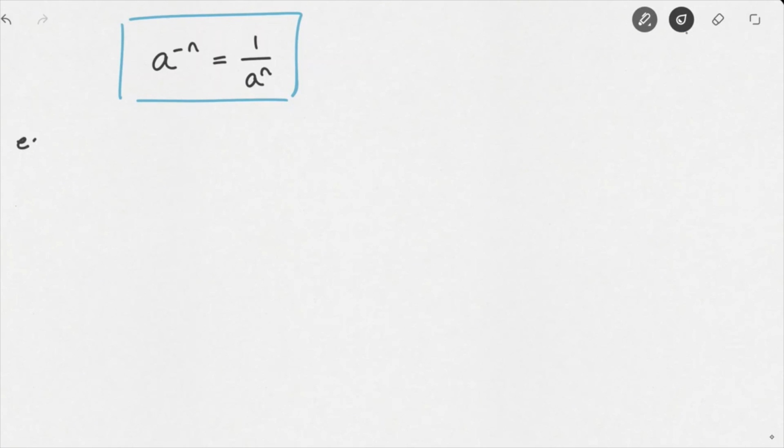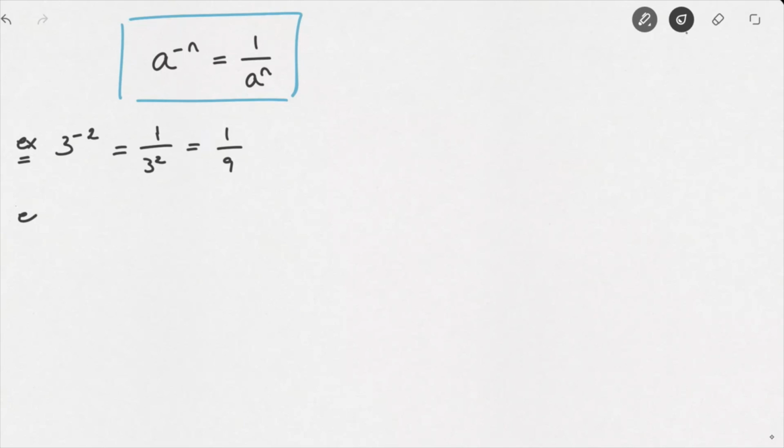For example, let's say we're given the following, 3 to the power of negative 2. Well, using the result we've just seen, we can say that this is equal to 1 over 3 to the power of 2. And this in turn will be equal to 1 over 9.